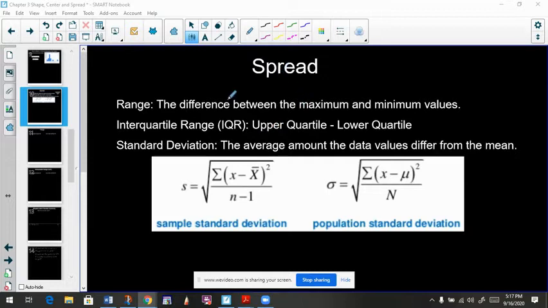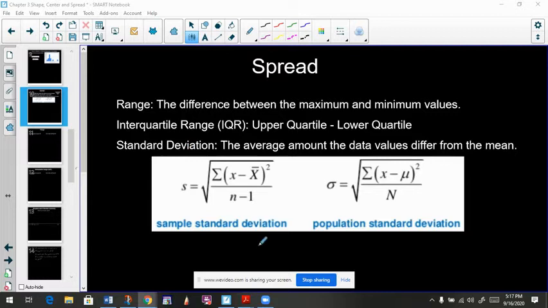We're now going to focus on spread. So range you've seen before, interquartile range you would have seen before. What's new is standard deviation. So definitions: range, the difference between the highest and lowest value. Interquartile range, the difference between upper and lower quartile, that's a subtraction.